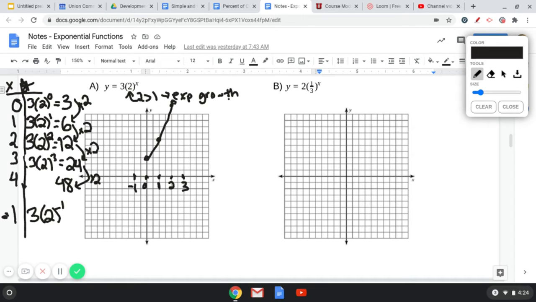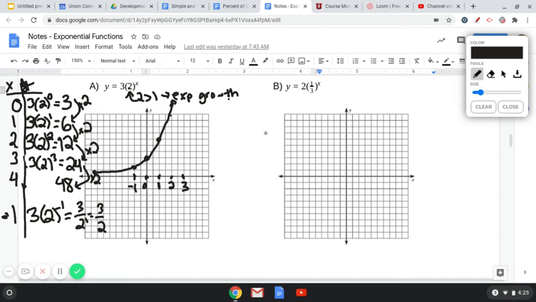Remember that this negative exponent means we divide by 2. So this is really 3 divided by 2 to the first power, which is just 3/2. So that means 3/2 is 1.5. So this will be a point about right there. And then we just get closer and closer to the x-axis going forward. So this represents exponential growth because this b value right here is larger than 1. And then we create a table of points to plot this.